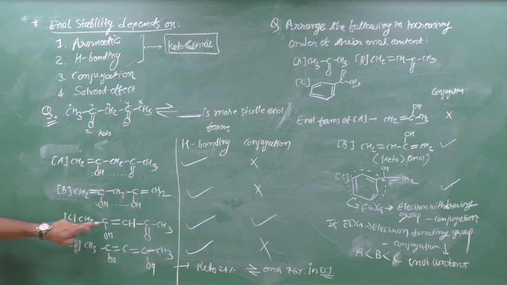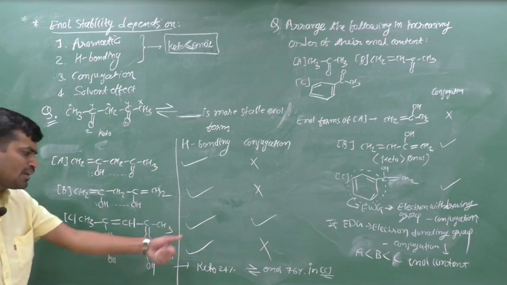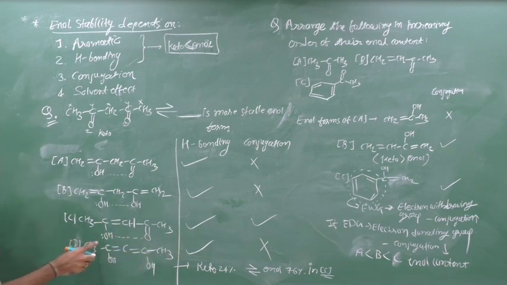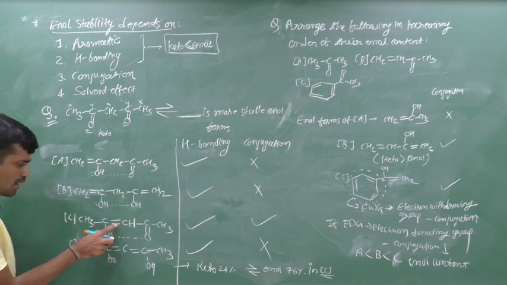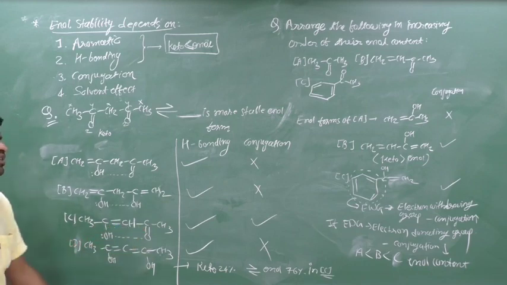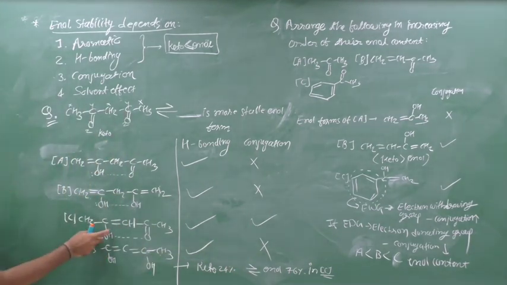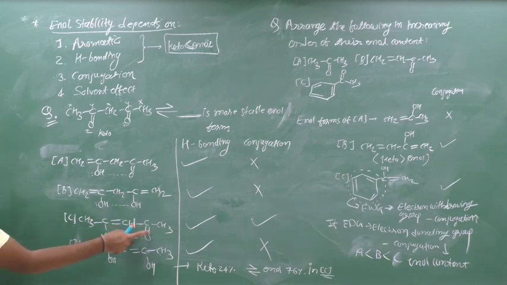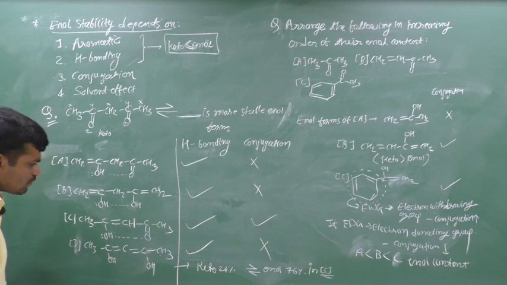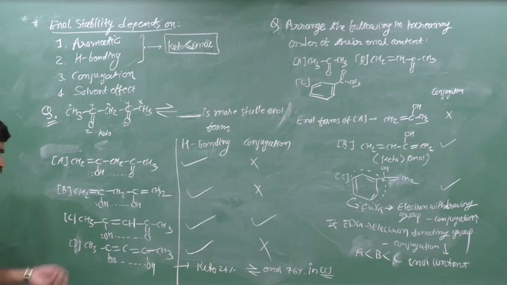Next one: CH3COH double bond CH C double bond O CH3. There is a possibility of hydrogen bonding and there is a possibility of conjugation because of lone pair, sigma, double, single, double. There is an extended conjugation. This compound has both conditions, hydrogen bonding and conjugation: lone pair, single, double. And the last one has a possibility of formation of hydrogen bonding, but it cannot have conjugation because after lone pair, sigma, double, a single would have had to come for conjugation.